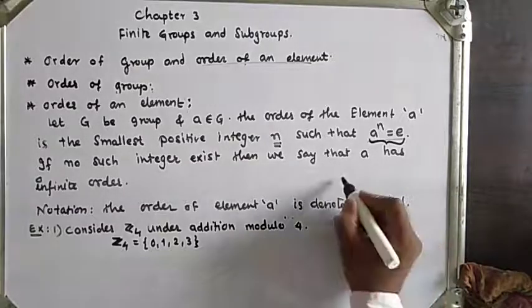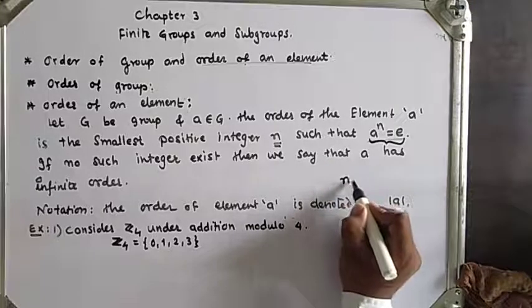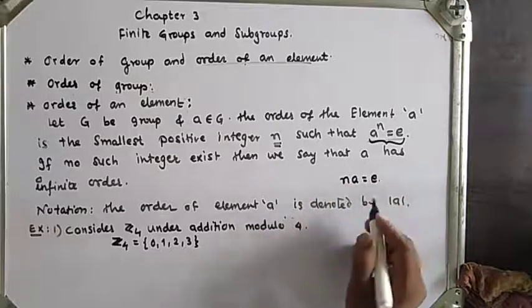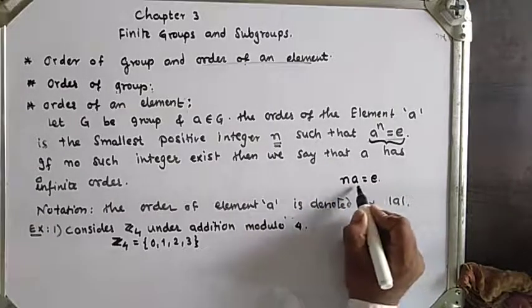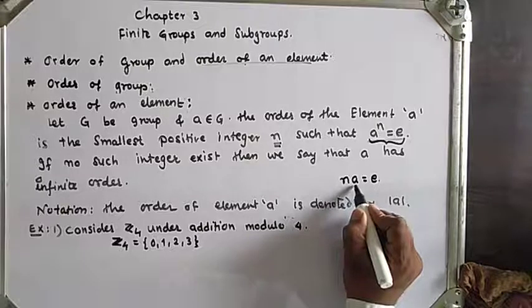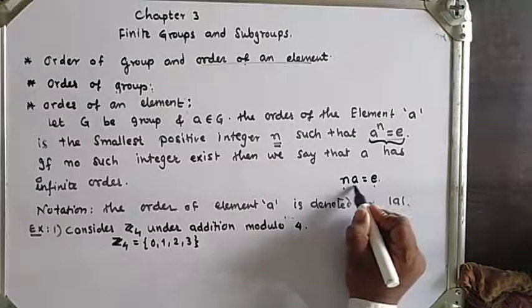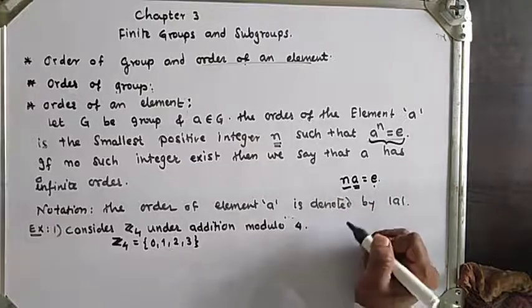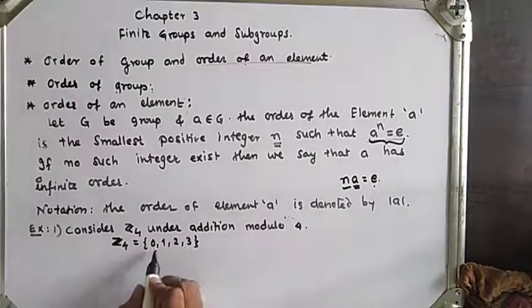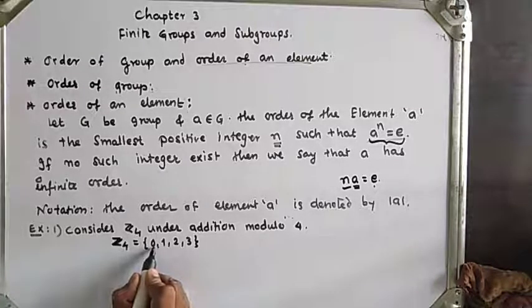So in addition, if I add A n times, that means n into A is equal to identity. This is the notation for an additive group. So here the order of any element is n. If I add A n times, then we will get the identity element, then the order of A is nothing but n.